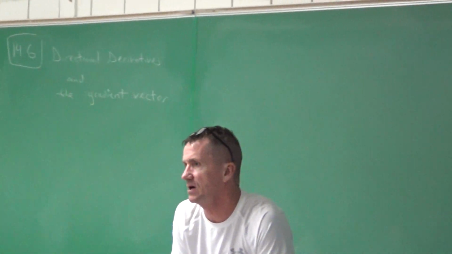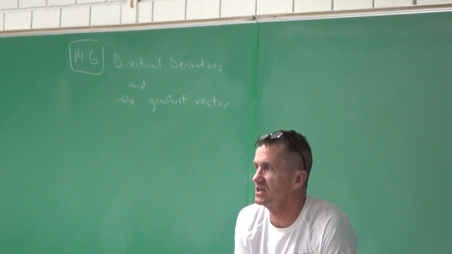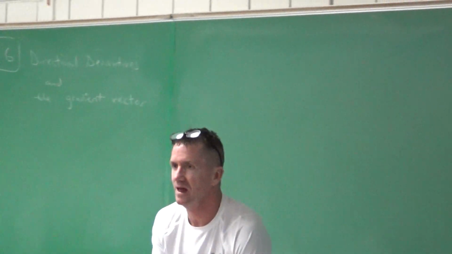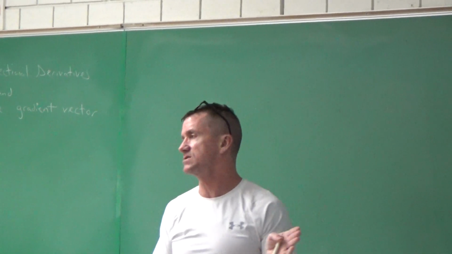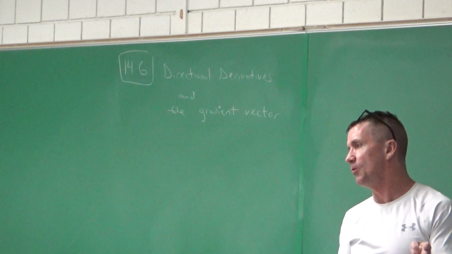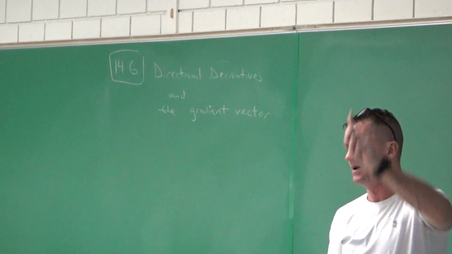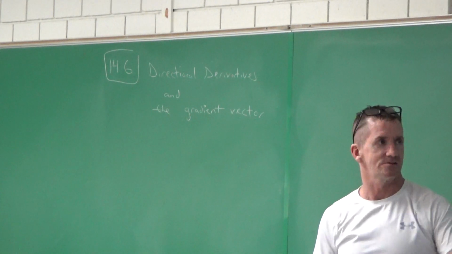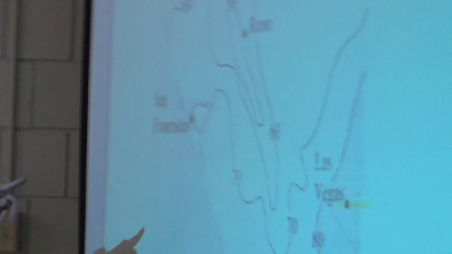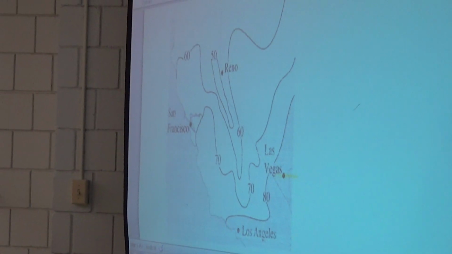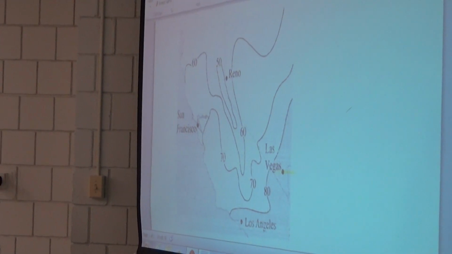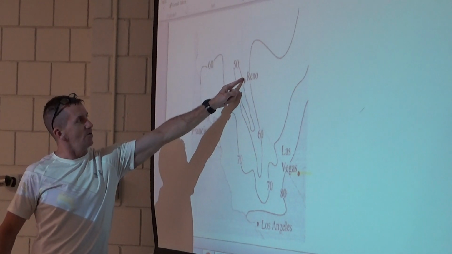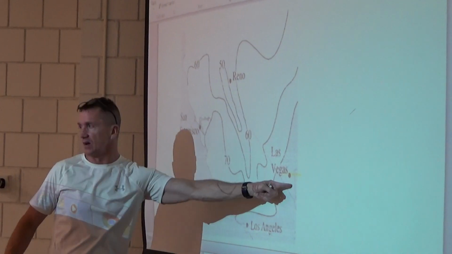So far, we've only done derivatives such as fx and fy. Fx was only in the direction of the positive x-axis. Fy only went in the direction of the positive y-axis. But how about getting a derivative in another direction? And so I thought we'd just start with this problem. It's one of the first problems out of the textbook, and they want us to estimate the directional derivative at Reno in the direction of Las Vegas.